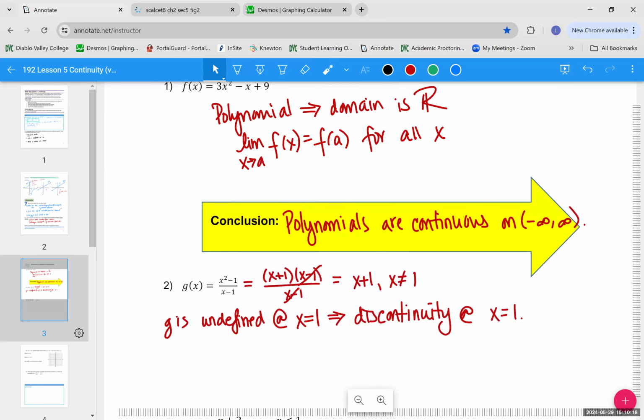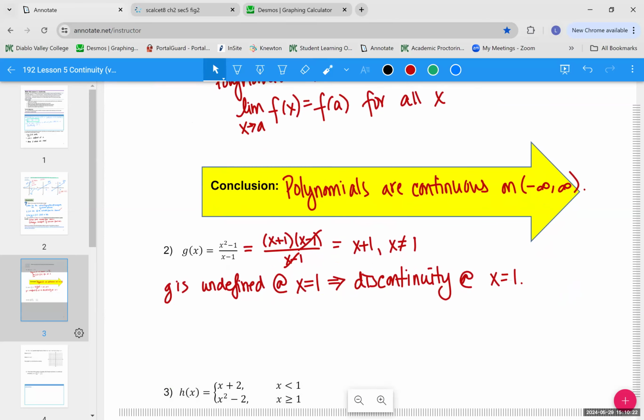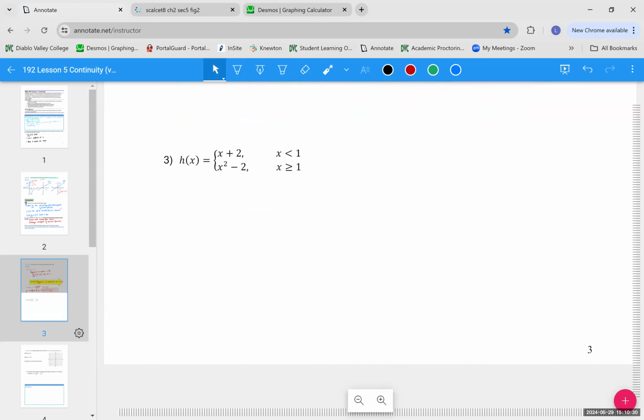How did we phrase this? These directions: where are each of the following discontinuous? So they've got a discontinuity at x equals 1, and that's enough. Okay, looking at number 3, now we do have a piecewise function. So the first thing you want to do is just look at each one individually.